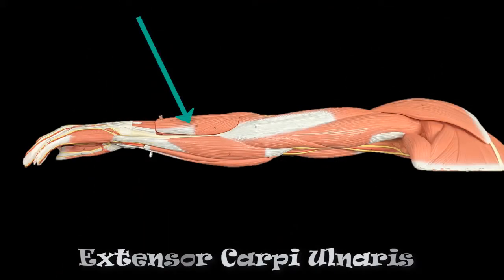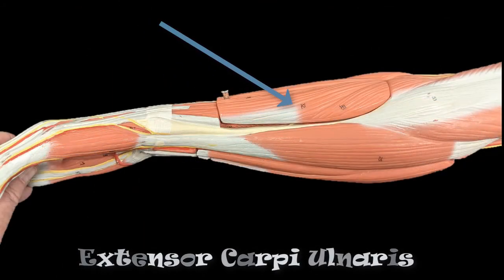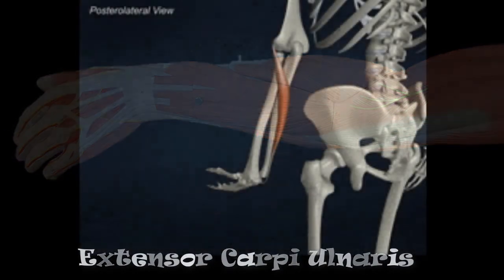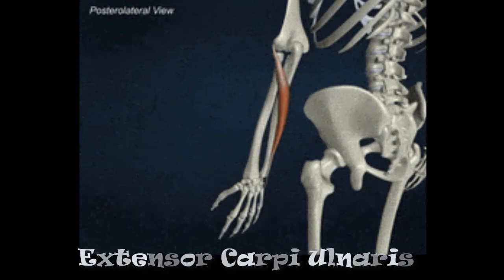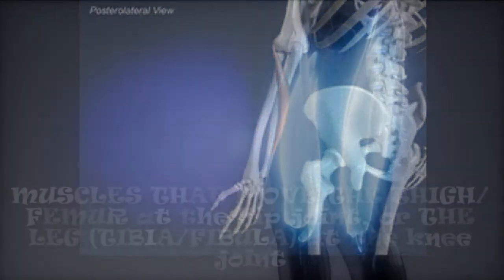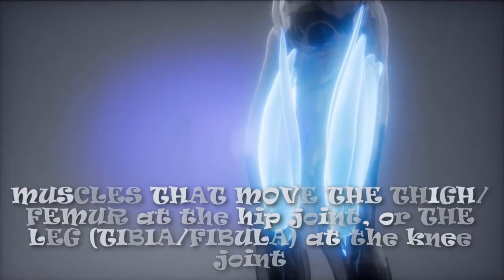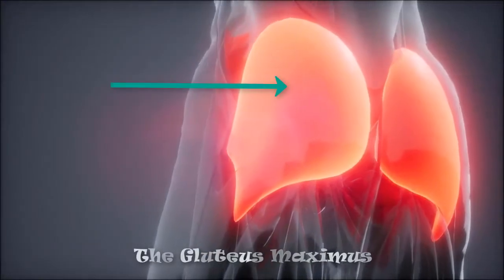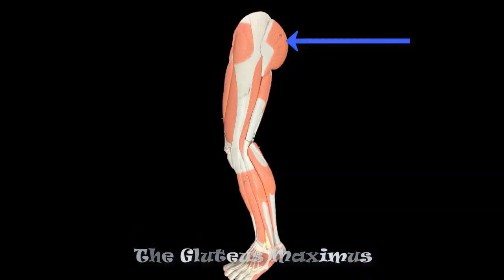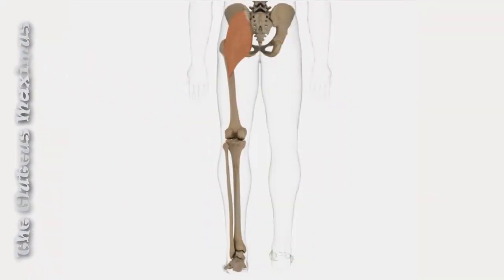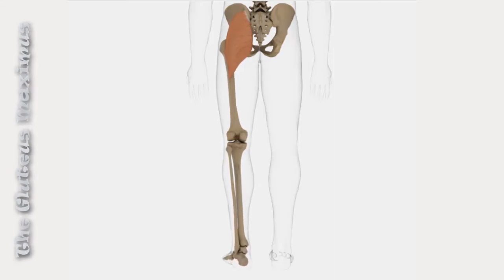The extensor carpi ulnaris. Its action is extension and adduction of the hand, or ulnar deviation, at the wrist joint. Muscles that move the femur at the hip joint, or the leg at the knee joint. The Gluteus Maximus. The action is extension and lateral or external rotation of the thigh at the hip joint.